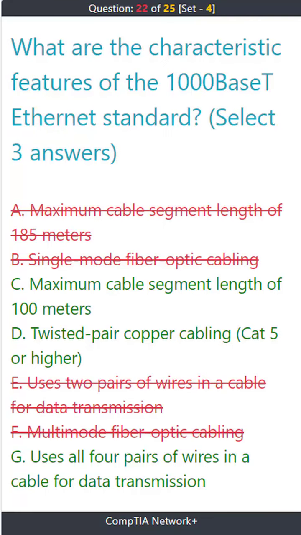The correct answers are C. Maximum cable segment length of 100 meters. D. Twisted pair copper cabling, Cat5 or higher. G. Uses all 4 pairs of wires in a cable for data transmission.